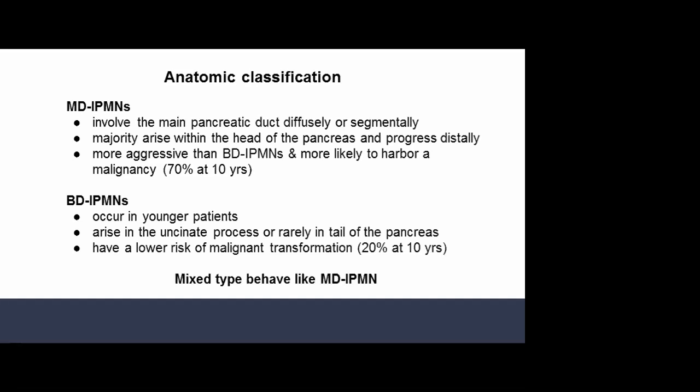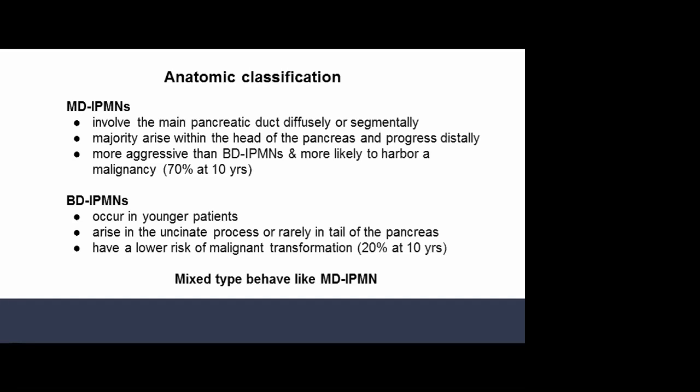Coming to the classification of IPMN, as I already told, there are two kinds of classifications. One is the anatomical classification based on the site of disease, and the other one is a pathological classification based on the histomorphological features. Coming to anatomical classification, it is mainly three types. One is main duct: when it involves the main pancreatic duct, it is called main duct IPMN. If it involves the branch ducts alone, it is called branch duct IPMN. If it involves both branch duct as well as main duct, it is called mixed type.